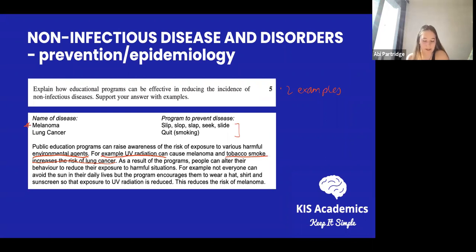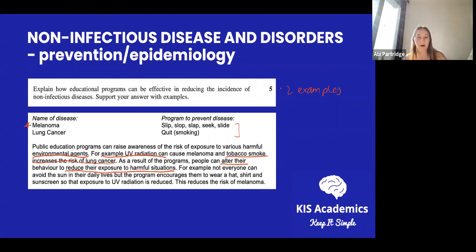I just kind of crossed that out. I didn't mean to. So they're saying that the purpose of the educational programs is to alter behavior in people. And so they reduce the exposure to harmful situations. Not everyone can avoid the sun, but the program tells people what strategies they can implement to reduce UV radiation.